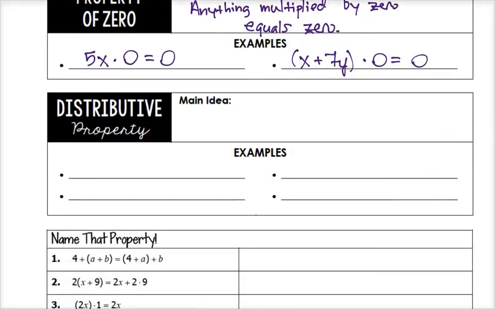Okay, the last property, and this is going to be the one we use most often when we get into algebra and solving equations, is the distributive property. And the distributive property, the main idea behind it is multiplying a value to an expression in parentheses.